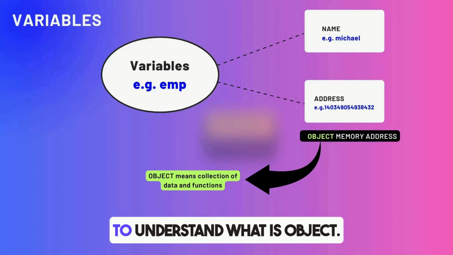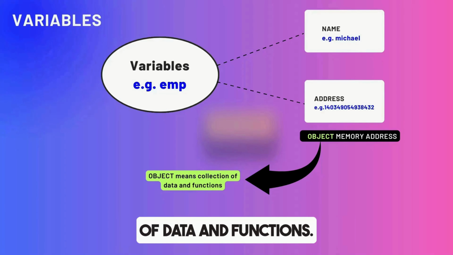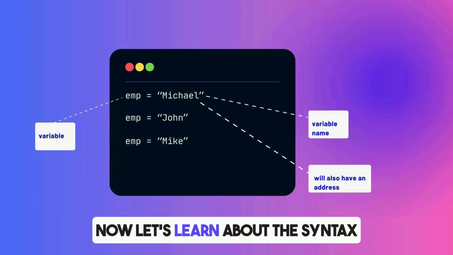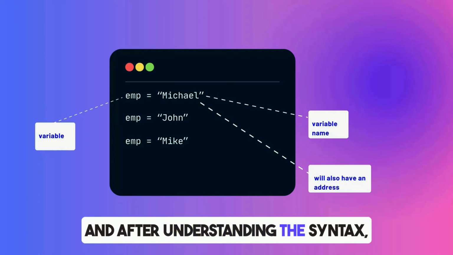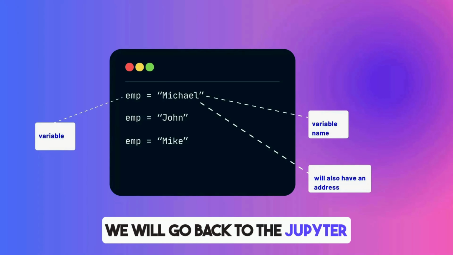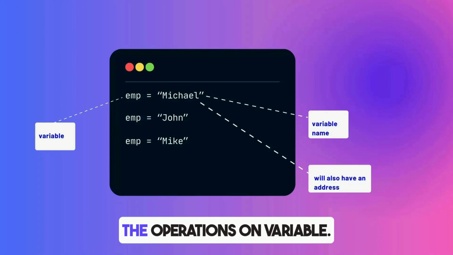Now again, you have to understand what is an object. So object means a collection of data and functions. So basically we can say that everything in Python is basically an object. Now let's learn about the syntax for using a variable. And after understanding the syntax, we will go back to the Jupyter Notebook and try to perform the operations on variables.